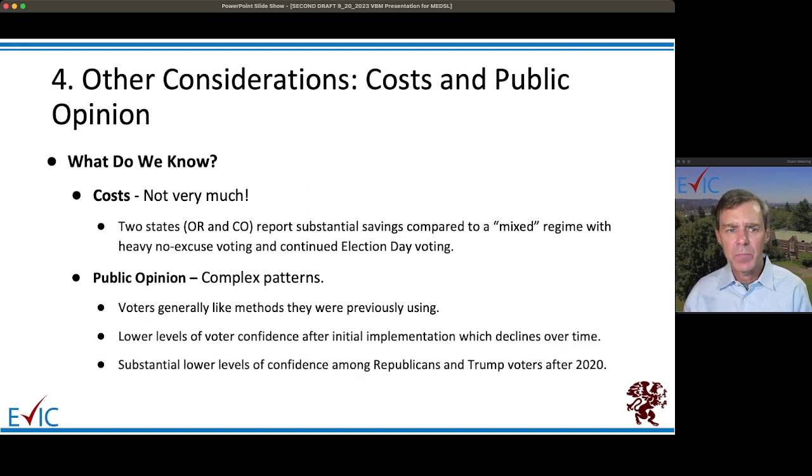Public opinion is similarly complex. We know generally, not just with voting by mail, but generally, voters like the method that they are used to using, and voters don't like change. That's evident when universal vote by mail has been put in place in states. There are some voters that don't like this, so there's a dip in voter confidence rates that tend to climb as voters get used to this method. We saw a lot of this in 2020. It may have been magnified or exacerbated by political rhetoric, but Republicans and Trump voters in particular expressed much, much lower levels of voter confidence and beliefs in the integrity of our election system after the 2020 election.